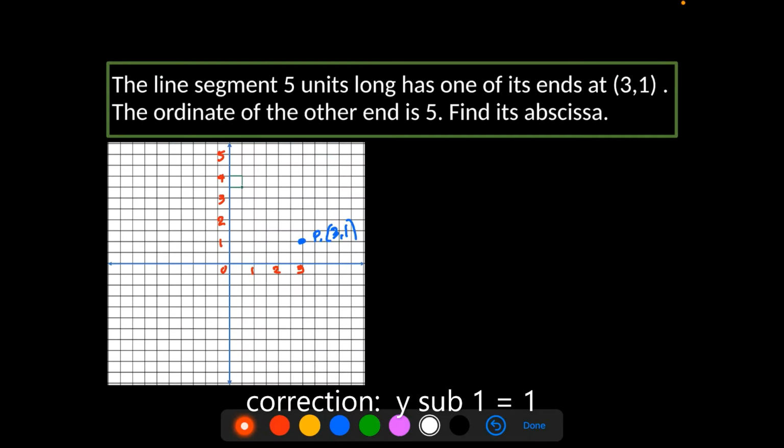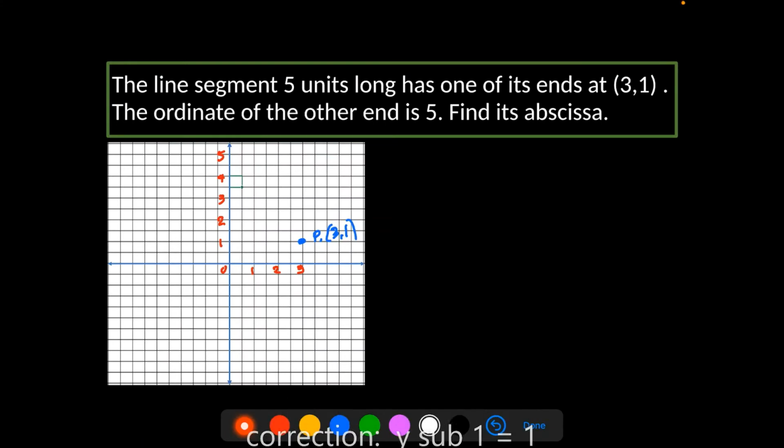Let's have the second example. The line segment 5 units long has one of its ends at (3, 1). The ordinate of the other end is 5. Find its abscissa. Alright, so obviously we are to look for the x coordinate of the second point.